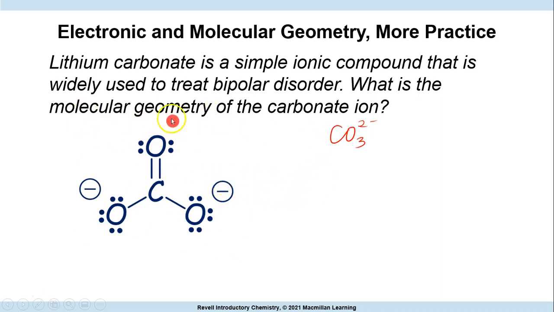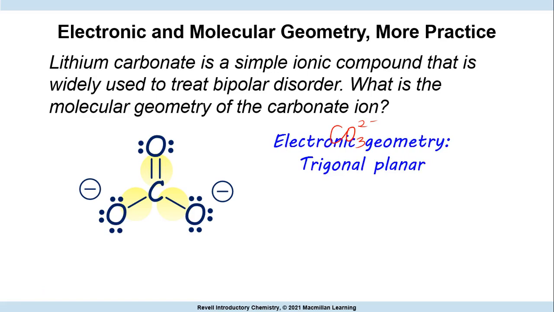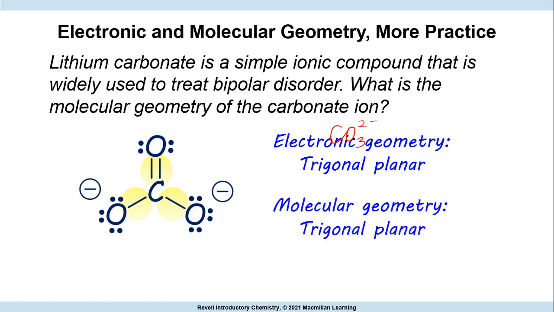What is the molecular geometry of the carbonate ion? So for you to determine the geometry, you must first draw the Lewis structure. Now, for the carbonate ion here, we see that we have 1, 2, 3 electron sets. So when we have 3 electron sets and no lone pair, that is trigonal planar. So the electron geometry is trigonal planar. Now, what about the molecular geometry? The molecular geometry is trigonal planar as well, because we have 3 bonds.